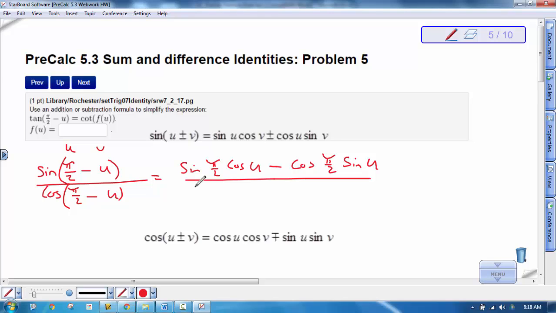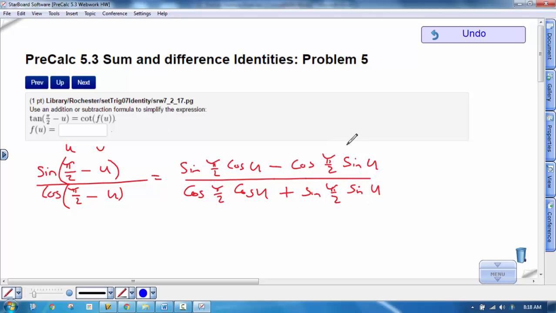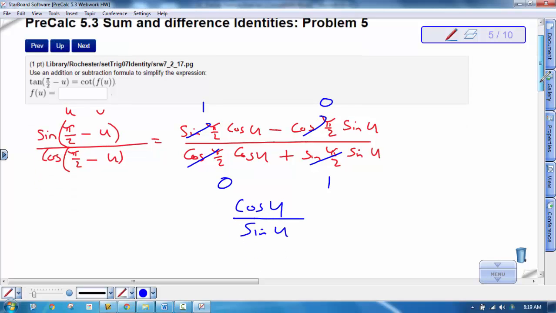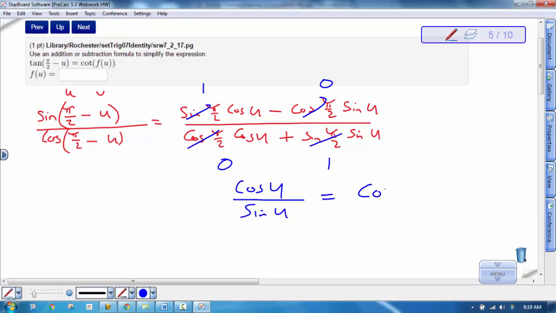All over in the bottom I have cosine of pi over 2, cosine of u, and then I have a minus, so I'm going to go to plus in the bottom, sine of pi over 2, sine of u. So now I'm going to simplify this. Sine of 90 degrees is 1. Cosine of 90 degrees is 0. Sine of 90 degrees is 1. So this turns into cosine of u over sine of u, which we know is just cotangent of u.